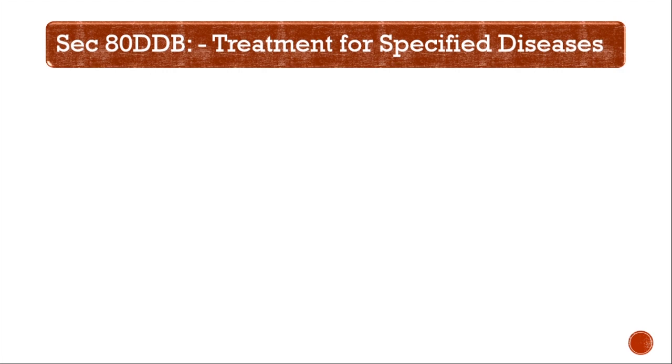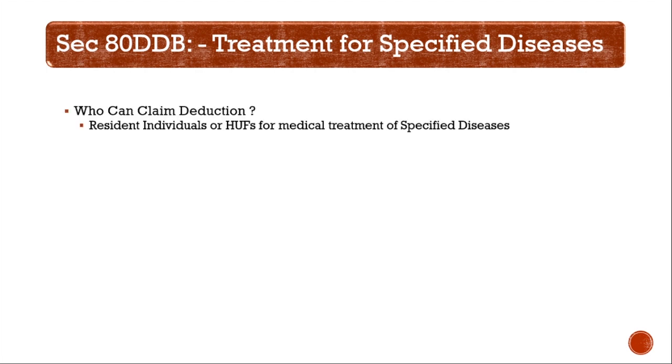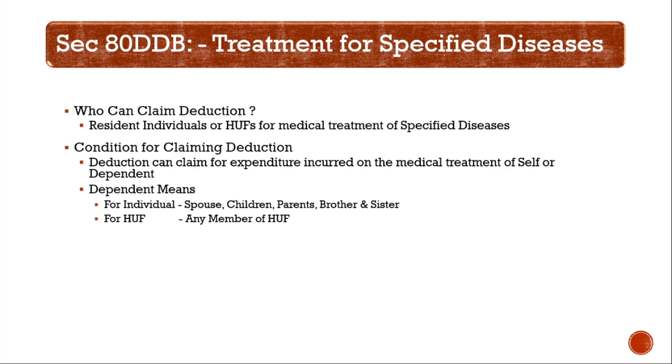Now let us have a discussion on Section 80DDB, treatment for specified diseases. Treatment for specified diseases means any person suffering from a specified disease and taking treatment for the same qualifies for claiming the deduction. What does specified diseases mean? Specified diseases like neurological diseases, malignant cancer, chronic renal failure, or hematological disorders, etc., are covered here. Make a note that just having the disease does not qualify you to claim this deduction. You have to take medical treatment for the same.